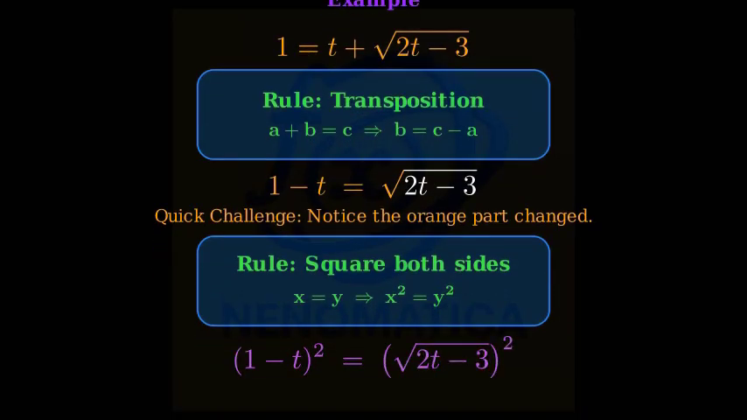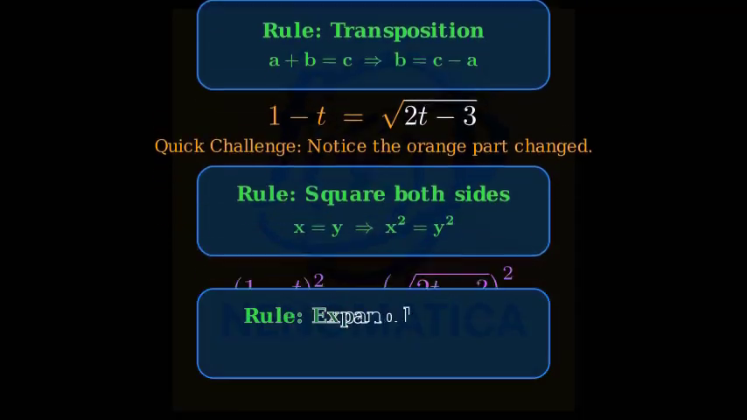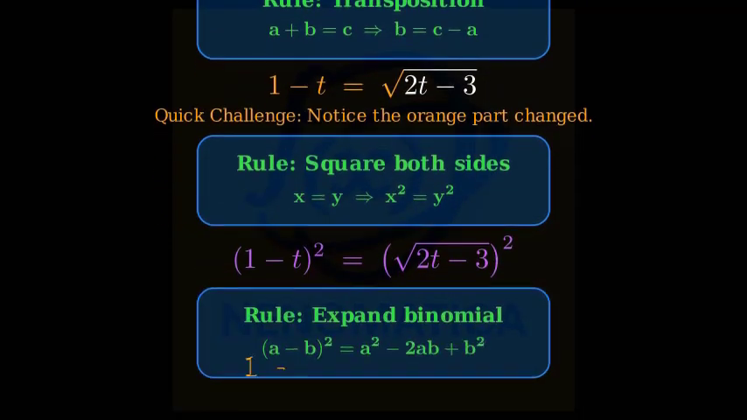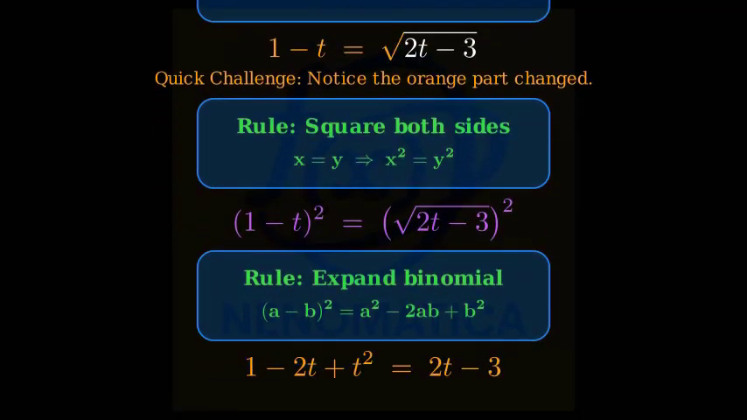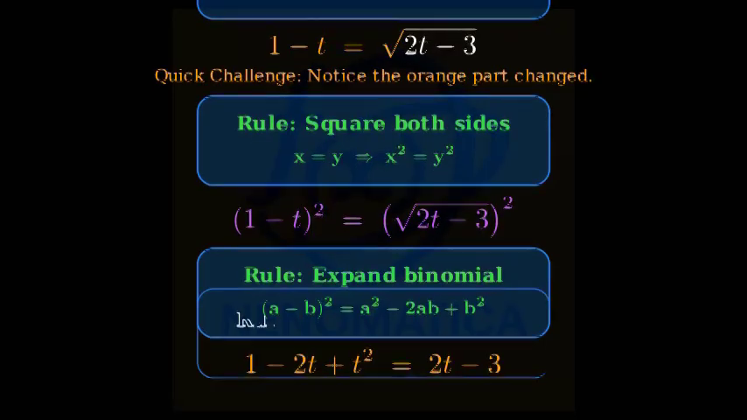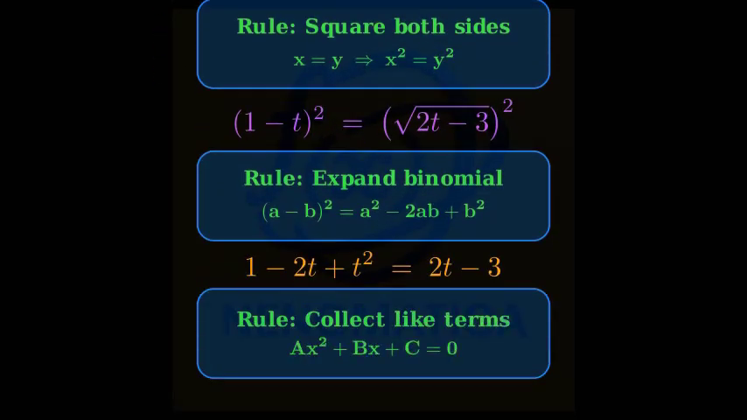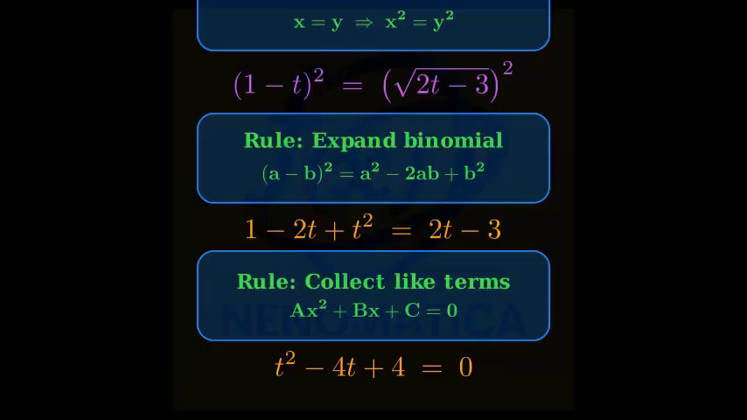Step 3. Expand and simplify. Use the binomial square identity. Expanding gives 1 minus 2t plus t squared equals 2t minus 3. Step 4. Collect like terms on one side. Move terms to obtain a standard quadratic. We get t squared minus 4t plus 4 equals 0.